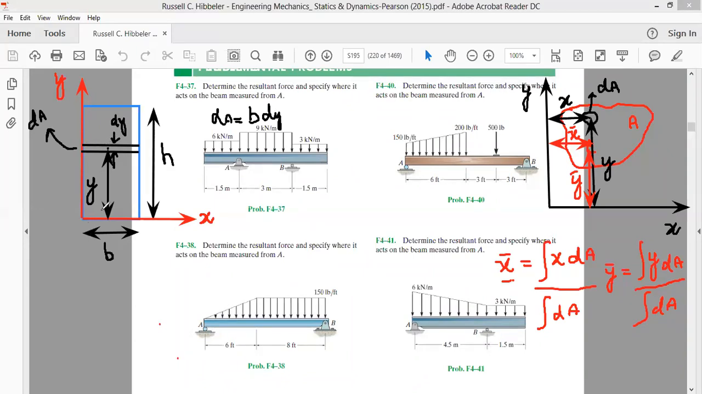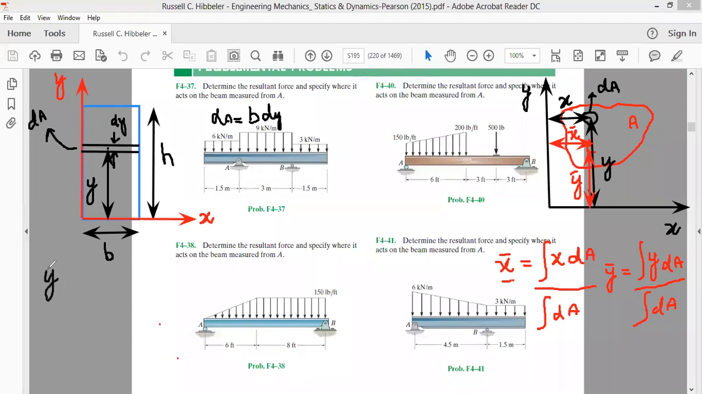As far as our area element is concerned, if you move this area element up and then down, it will define the total area, but its translation will be along the y-axis. Therefore, selecting an area element in this way will give you the y coordinate of the centroid. So let's first find the y coordinate of the centroid.